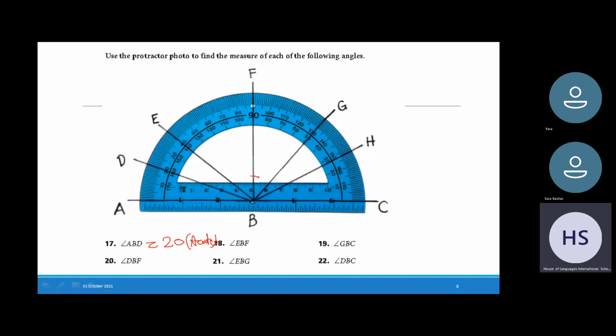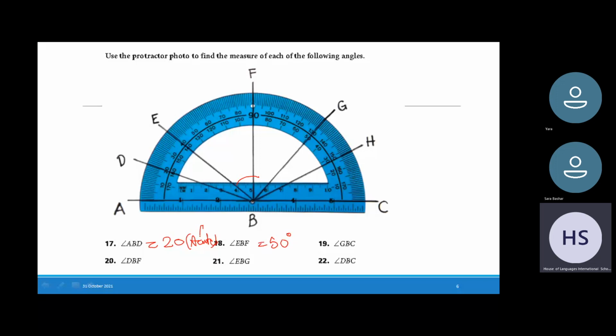Now, number 18, EBF. It's 65? No, it's 90. No, 50. Thank you, Maya. You will start at 40. You find the measure of rotation starting from 40 ending at 90. So you will say 90 minus 40, which is 50. It starts at 40, it finishes its rotation at 90. So what is the measure of it? It will be 50, which is accurate.